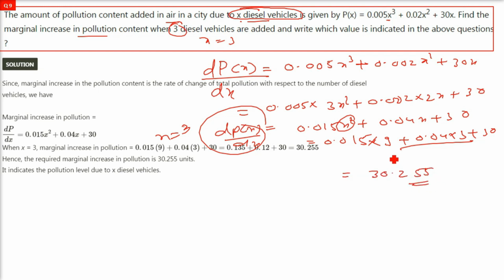Now, this is a pollution. We don't know the units, so just write units. So this indicates the pollution level due to x diesel vehicles, diesel vehicle or the petrol vehicle, whenever it is pollution.